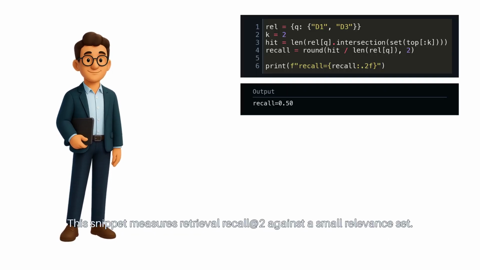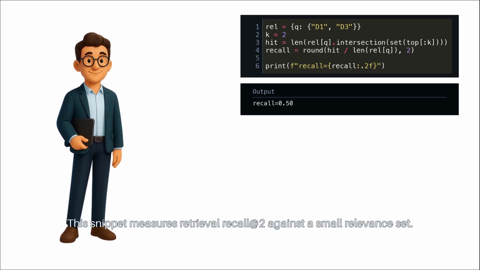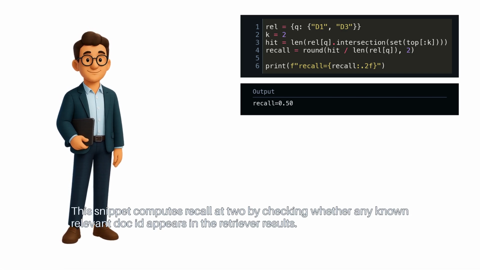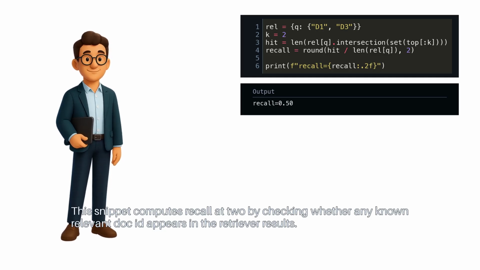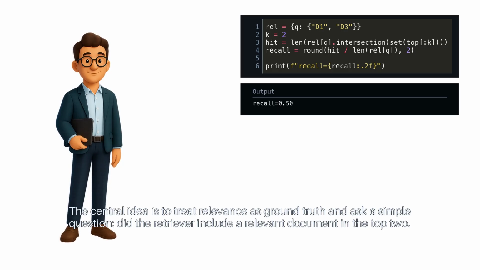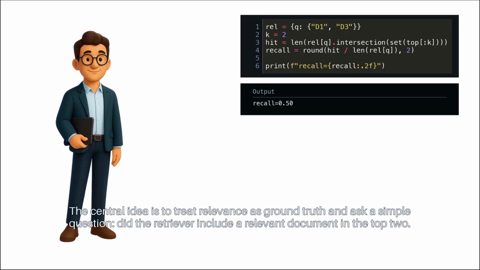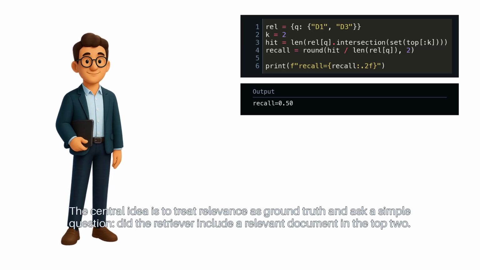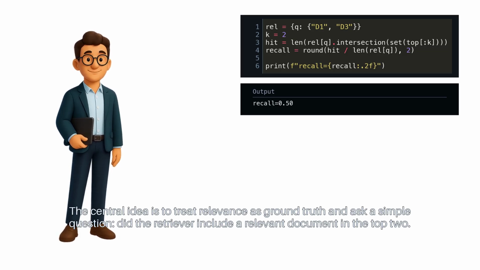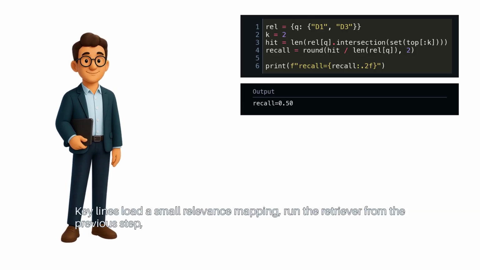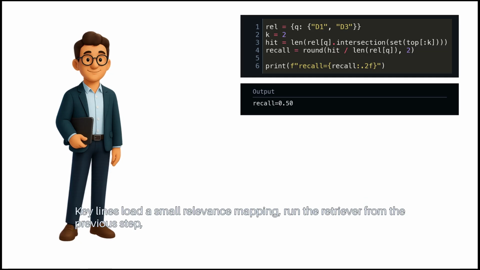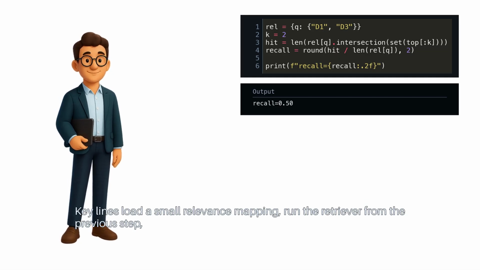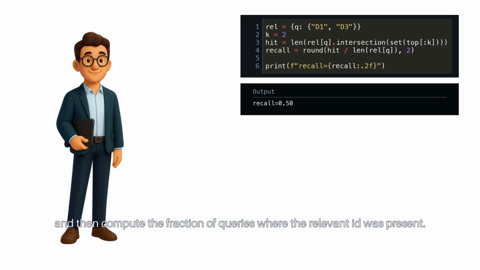This snippet measures retrieval recall at 2 against a small relevance set. It computes recall at 2 by checking whether any known relevant doc ID appears in the retriever results. The central idea is to treat relevance as ground truth and ask a simple question. Did the retriever include a relevant document in the top 2? Key lines load a small relevance mapping, run the retriever from the previous step, and then compute the fraction of queries where the relevant ID was present.